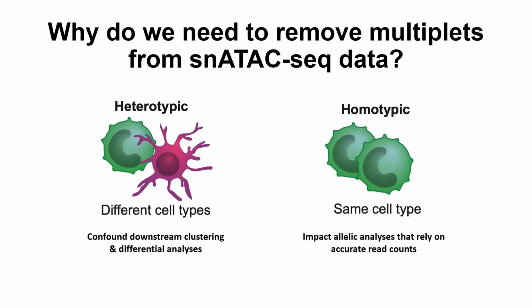Multiplets capture the epigenetic profiles of two or more nuclei and can either be heterotypic when they occur from distinct cell types or homotypic when they occur from the same cell type. Heterotypic multiplets can lead to errors in unsupervised clustering and differential analyses as they can form their own distinct clusters. Homotypic multiplets, on the other hand, can potentially introduce biases in allelic analysis where accurate recounts are critical.